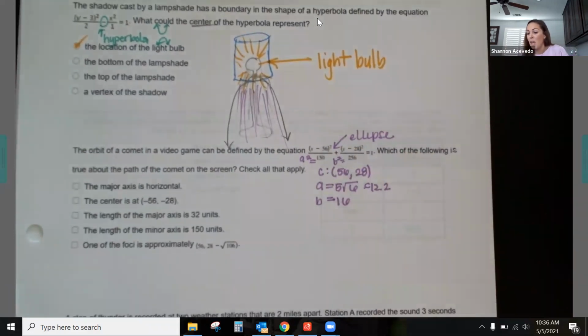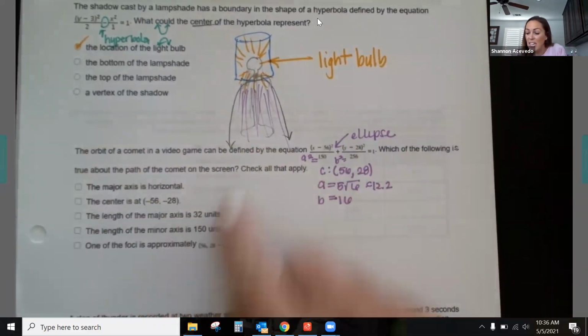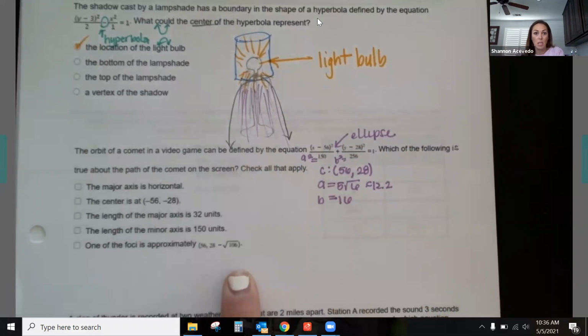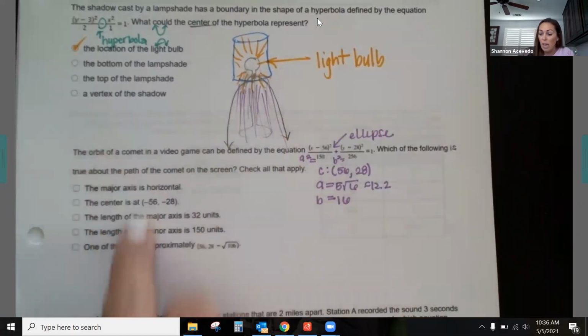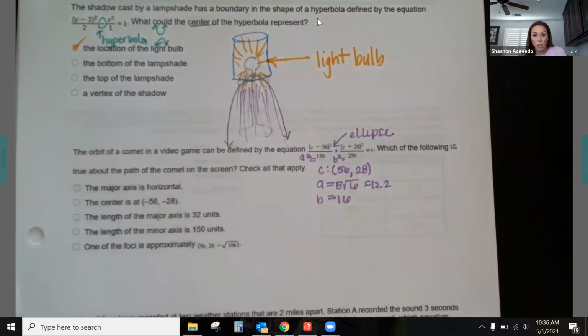All right, again, I'm all about visuals because these are just answering questions about an ellipse. All they are is about an ellipse. So this orbit of the comet is just going to be an ellipse going around. And then they're asking all these questions. So let's look at that picture of the ellipse.